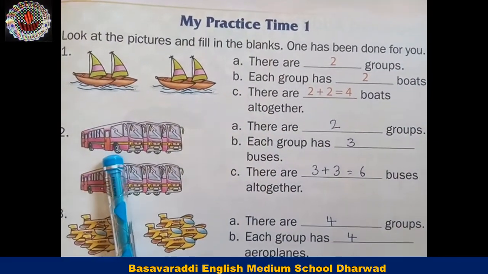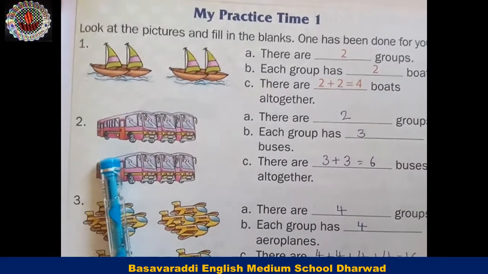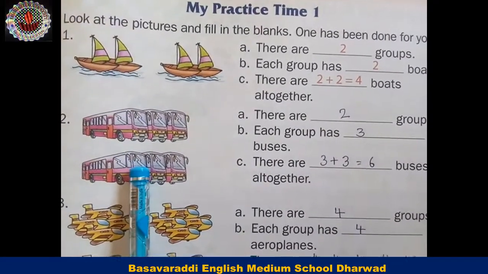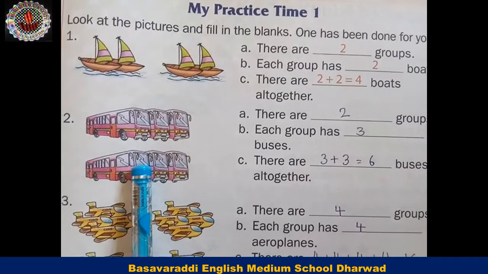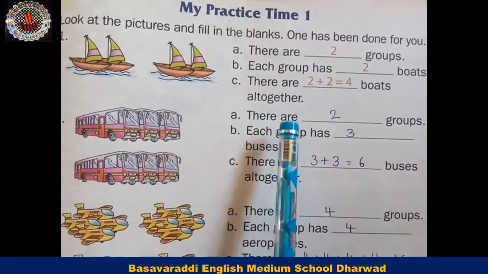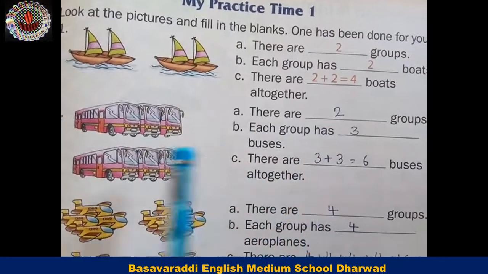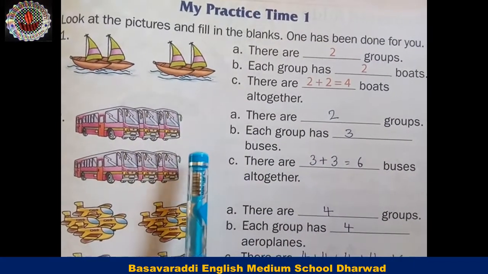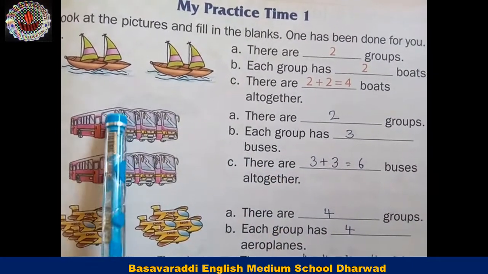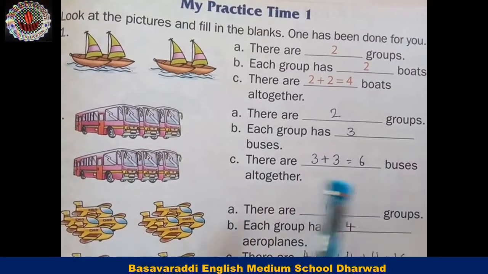Next, second one. How many groups are here? 2 groups. How many buses each? That is 1, 2, 3. There are 2 groups, 1 and 2. Each group has 1, 2, 3, 3 buses. There are 3 plus 3, 6 buses altogether.